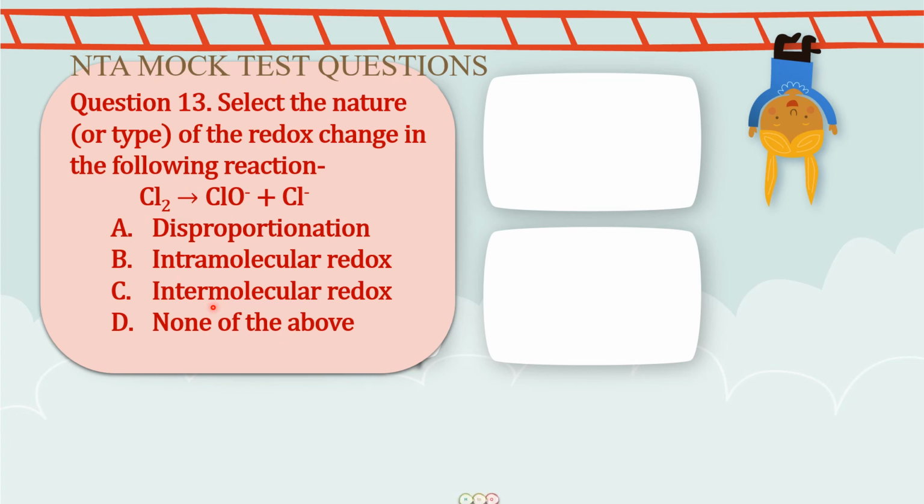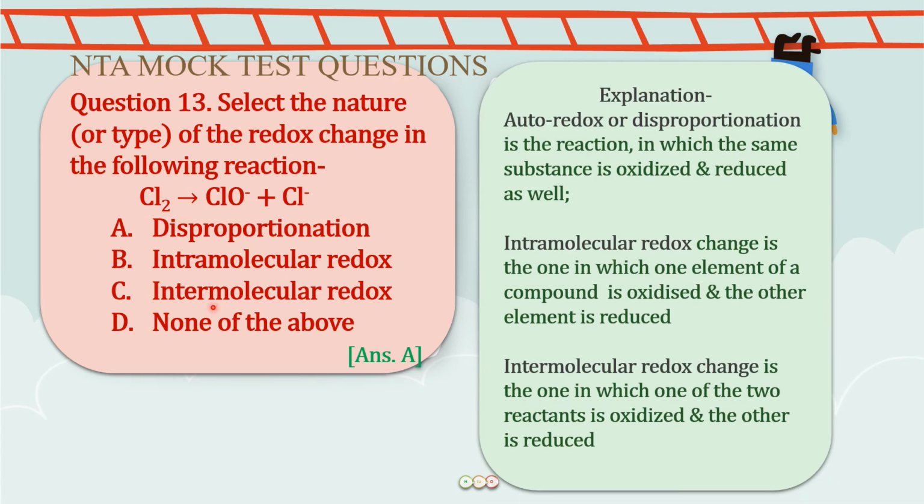So the correct option for this question is going to be A choice. This is a disproportionation reaction. Now what is a disproportionation reaction? Well, a disproportionation reaction is that reaction in which the same substance is oxidized as well as reduced. So here Cl2 is in the elemental state, so it has zero oxidation state. In ClO negative, the oxidation state of chlorine is +1, and in Cl negative, it is -1 oxidation state.